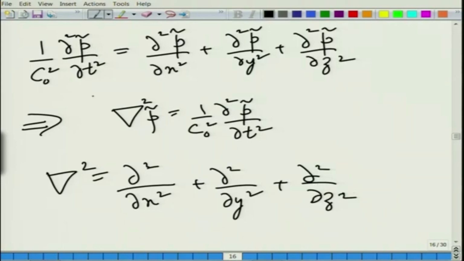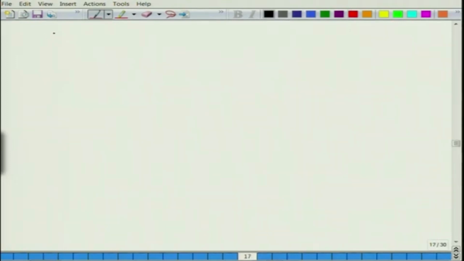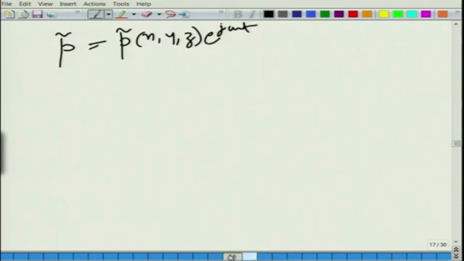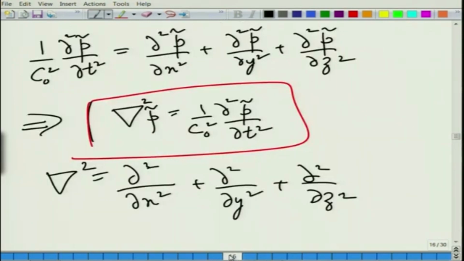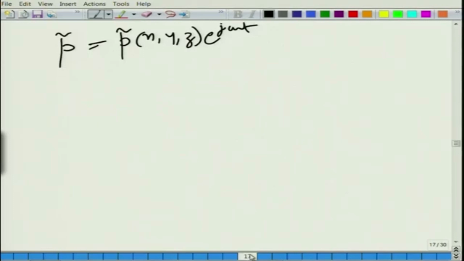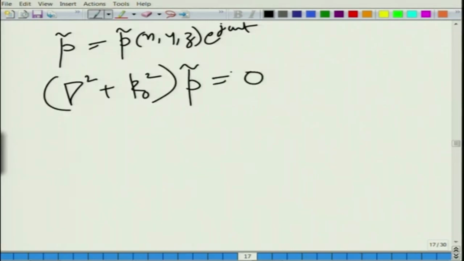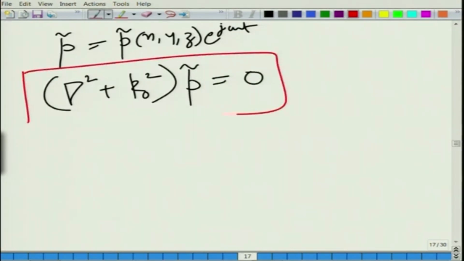Now, we can easily convert this to your Helmholtz wave equation by insisting that the acoustic pressure field P is now p(x, y, z) e^(j omega t). Once you do that, you get minus omega square. So, minus omega square by c square, or omega by c, is k naught. So, what it would mean is that (del square plus k naught square) operating upon p is equal to 0. So, this is your much sought after Helmholtz equation in 3D coordinates.